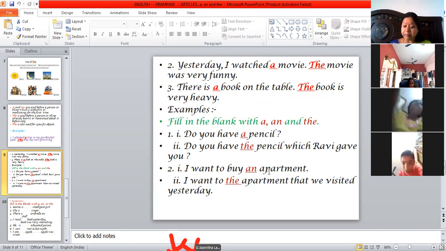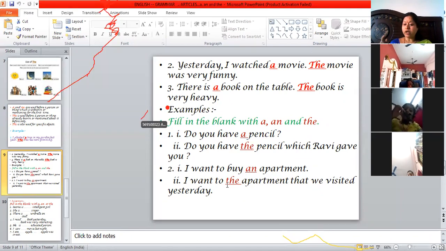But when the same noun is repeated, or when you are talking about a particular noun, then you have to use the. I want the apartment that we visited yesterday. So we are not talking about any other apartment in general. We are talking about the apartment we visited yesterday, that particular apartment. Okay? Here you see, this noun apartment is repeated for the second time, and also we are talking about a specific one.